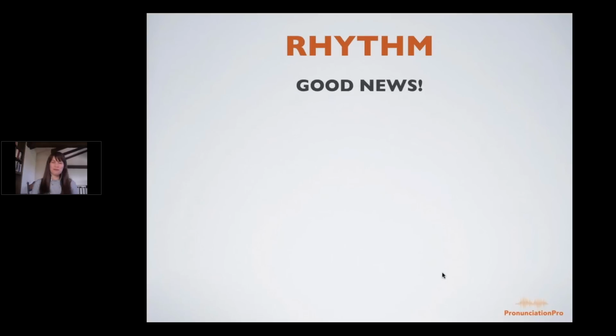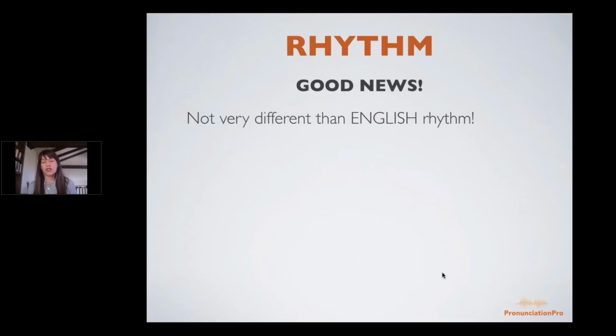Okay, so rhythm. Let's talk about rhythm. I have some really good news for you, all of you Spanish speakers, about rhythm. It's not very different from English rhythm. And the reason I say this is because there are some languages that are very different from English in the rhythm. And so we have to spend a lot of time on the rhythm with those students. Because it really does require a different rhythm.